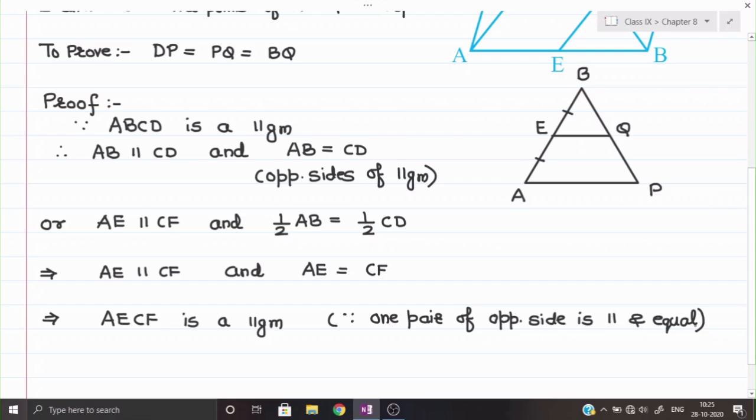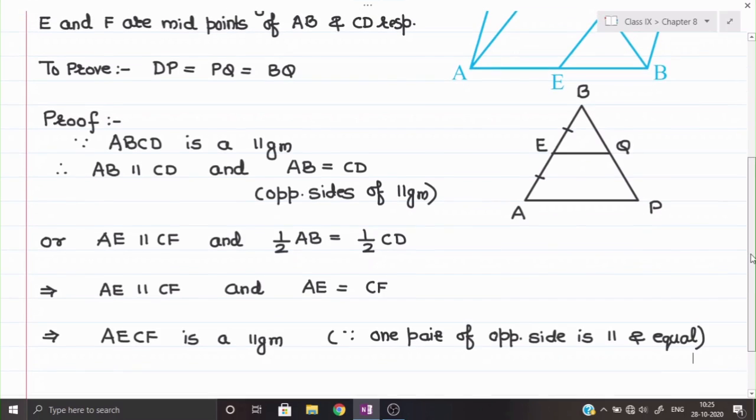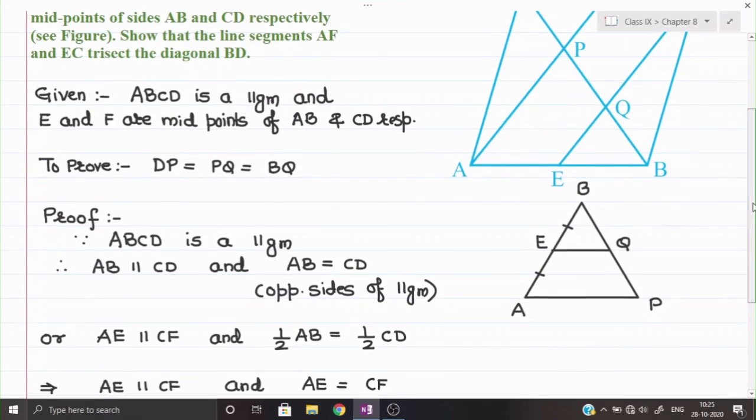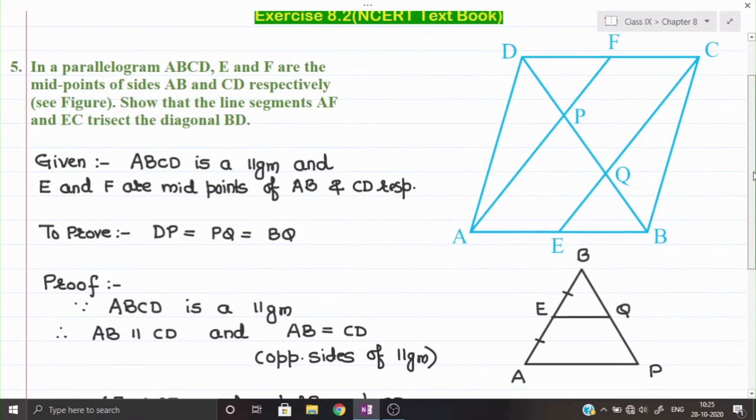Okay, now see, here we stopped because EQ and AP were not parallel. Now observe, EQ and AP are part of the opposite sides of parallelogram AECF. Now see, AECF is a parallelogram, so AF and CE will be parallel, and EQ and AP are parts of those, so they will be parallel.